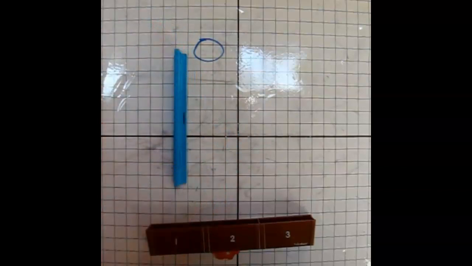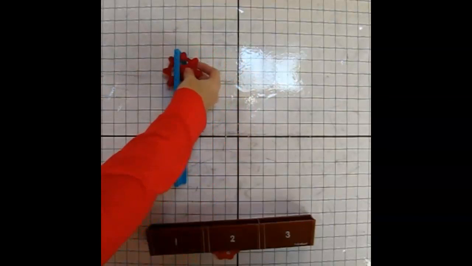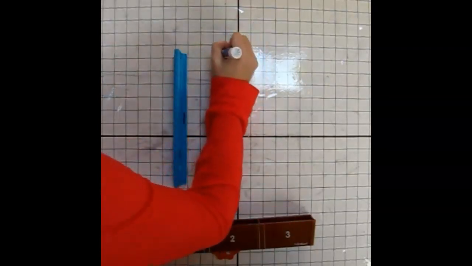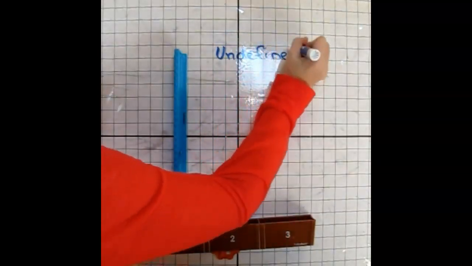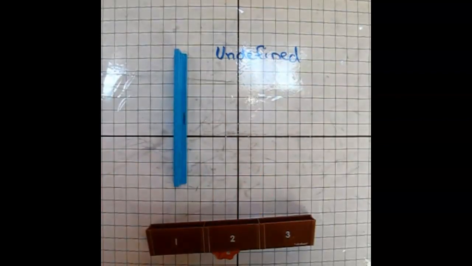If I change it to a vertical line and I try to put the gear on there, it's not going to roll, it's just going to go straight down and drop. You couldn't ski on a slope like this. You would just fall and break your neck. This is the undefined slope. It's an impossible slope.